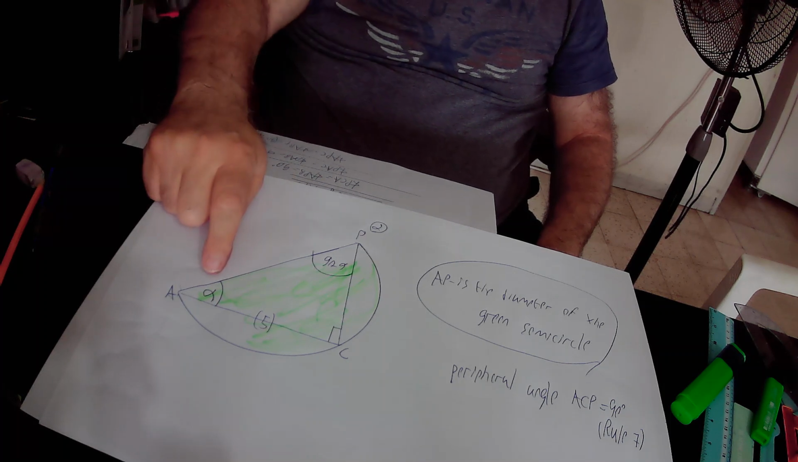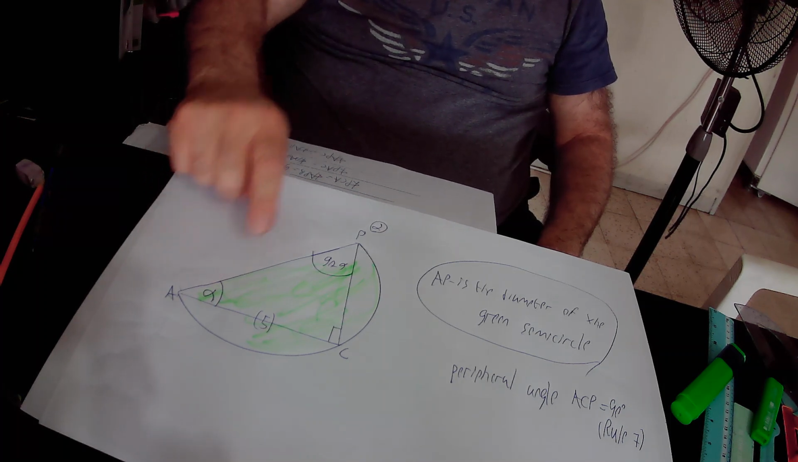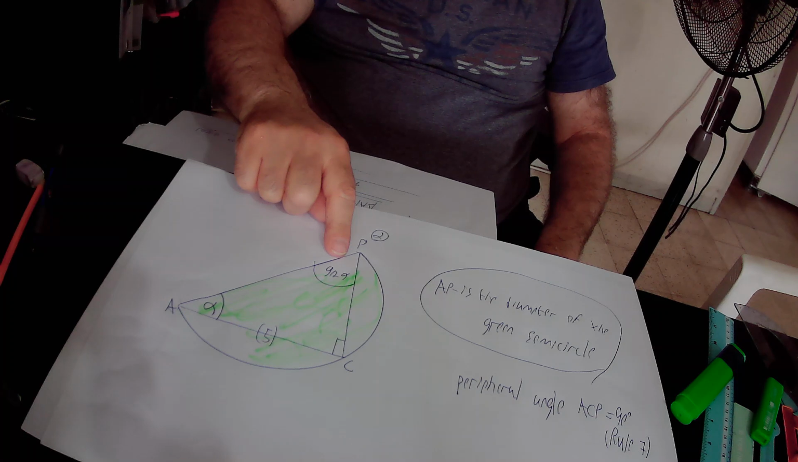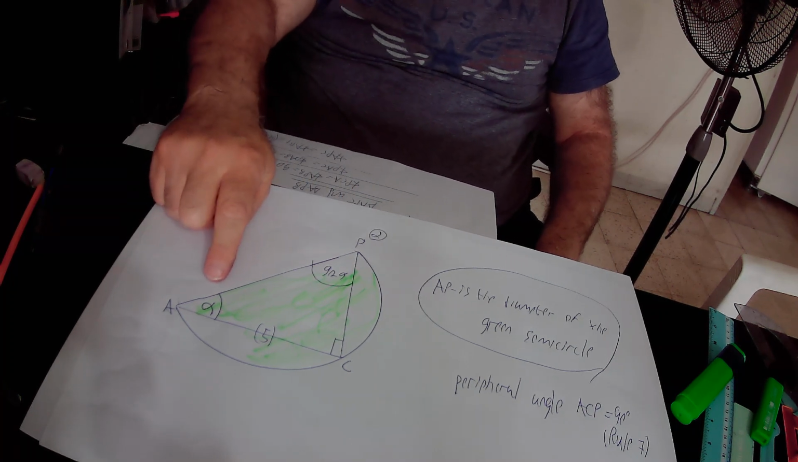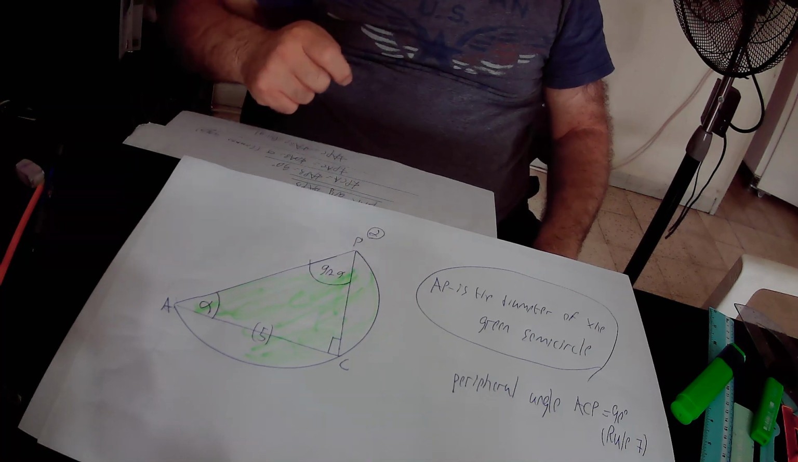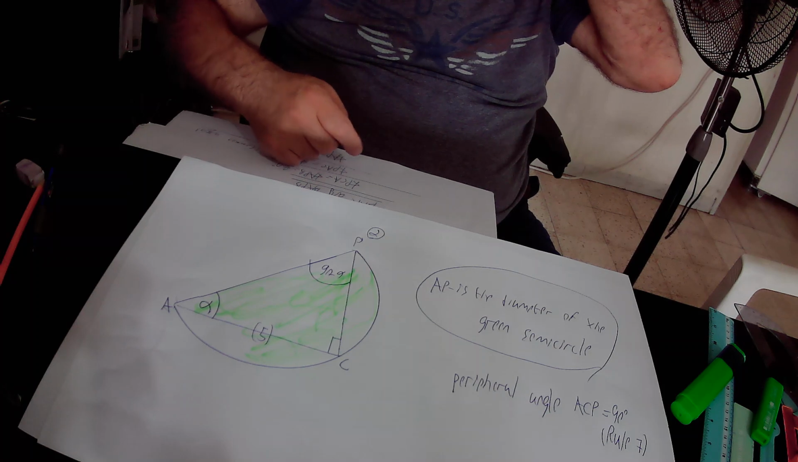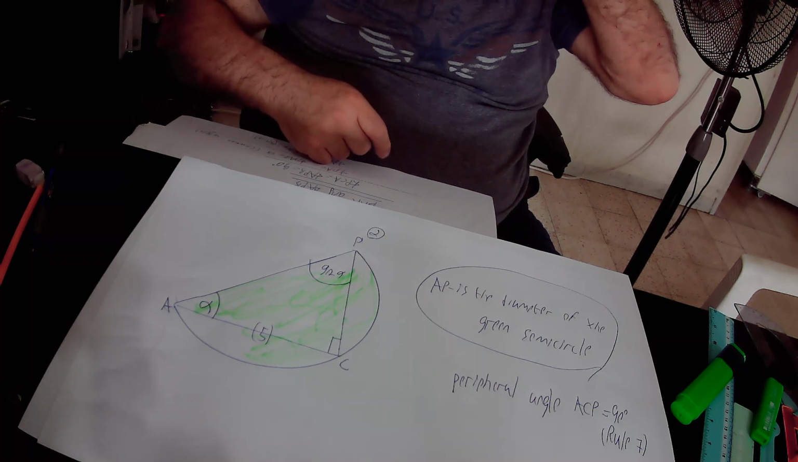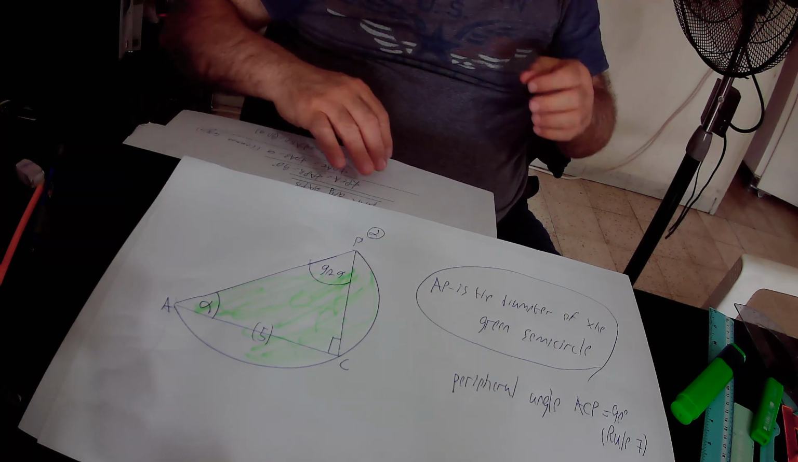So, we know that this angle equals to 90 degrees in its size according to rule 7. We define this angle as alpha, and therefore the missing angle must be equal to 90 degrees minus alpha. Why? Because 90 degrees minus alpha plus alpha is 90 degrees, and 90 degrees plus 90 degrees is equal to 180 degrees. That is the sum of the angles in any triangle. Okay?